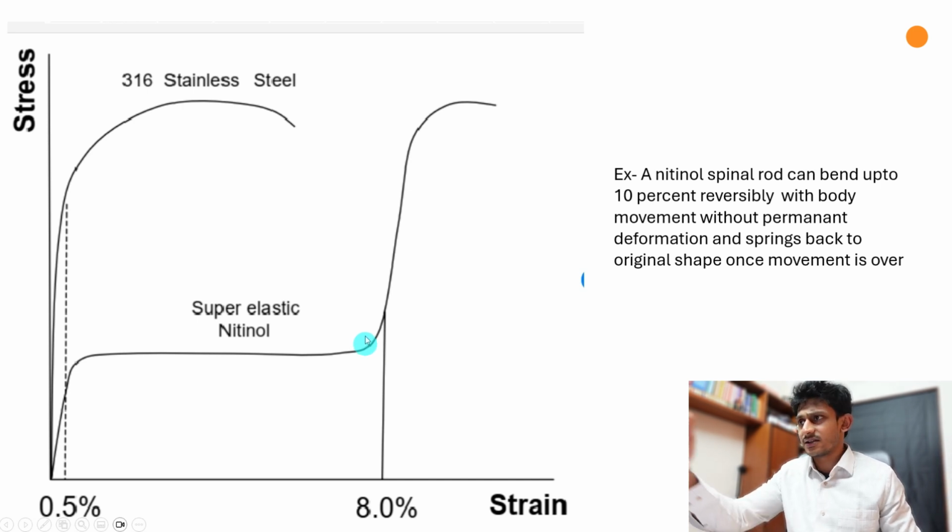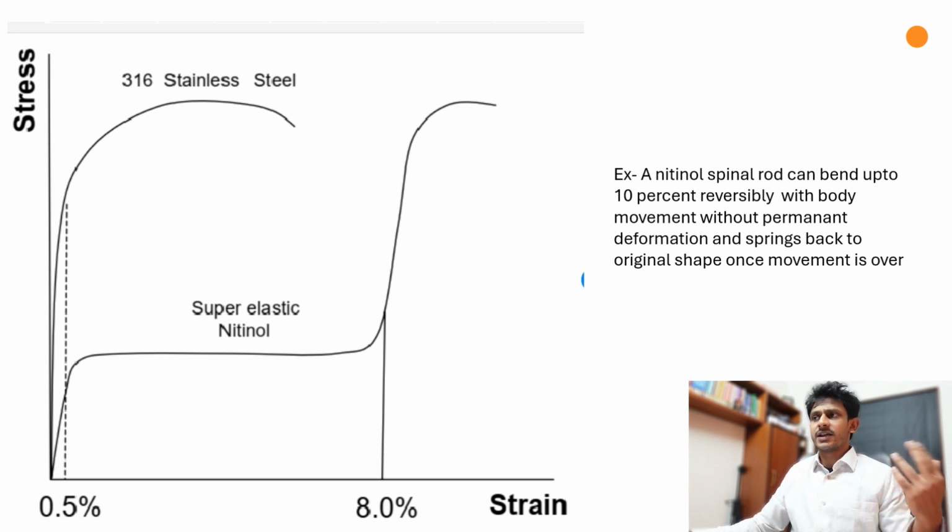For example, a Nitinol spinal rod can bend up to 8 to 10% reversibly with the body movement without any permanent deformation, and once the body movement is over, it springs back to its original shape without any permanent deformation.